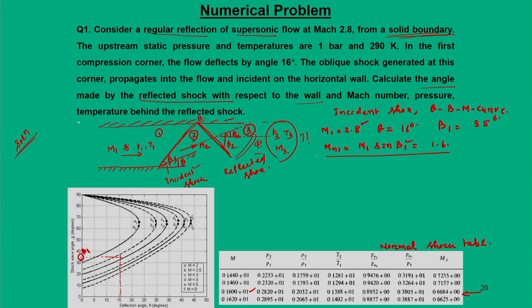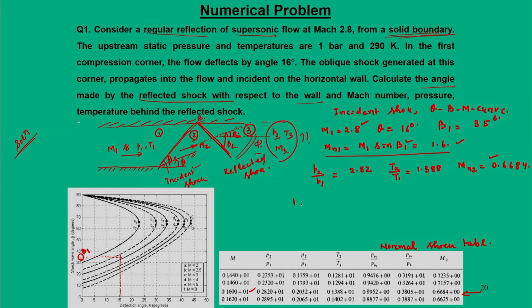So, we can note down this value as P2 by P1 is 2.82, T2 by T1 is 1.388, and we can have Mn2 is 0.6684. So, once we have Mn1, we have Mn2.